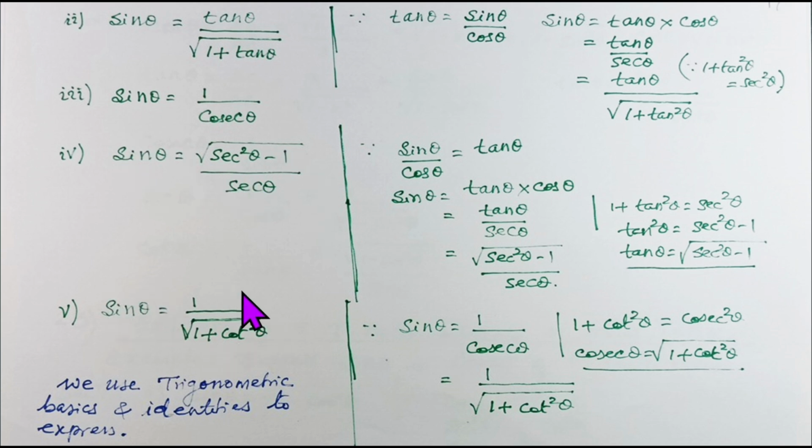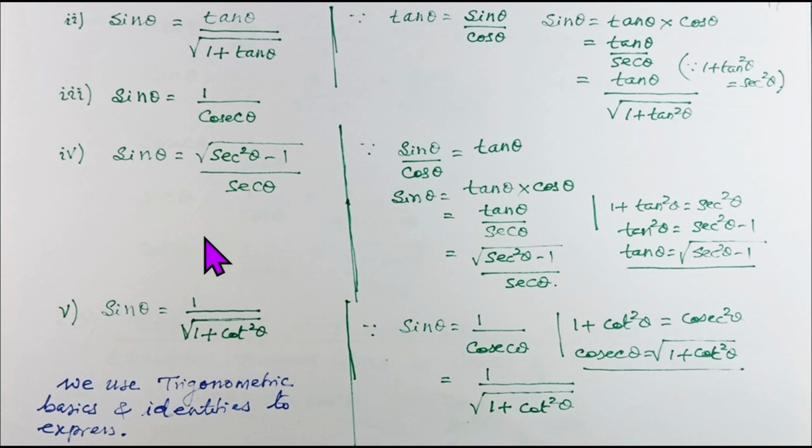Now to express sin theta in terms of cot theta, sin theta is equal to 1 by root of 1 plus cot square theta. And how is it possible? Now sin theta is equal to 1 by cosec theta, taking the reciprocal, and 1 plus cot square theta is equal to cosec square theta, that is the fundamental identity, and therefore cosec theta is equal to root of 1 plus cot square theta. So I can replace cosec theta by root of 1 plus cot square theta, and that is how we get sin theta in terms of cot theta.